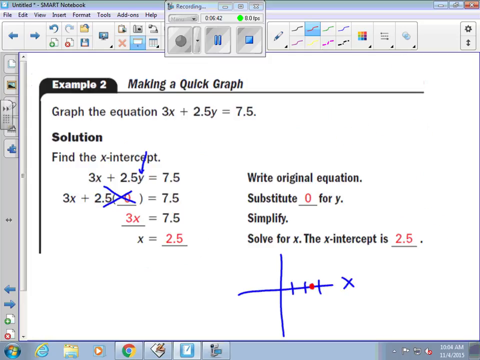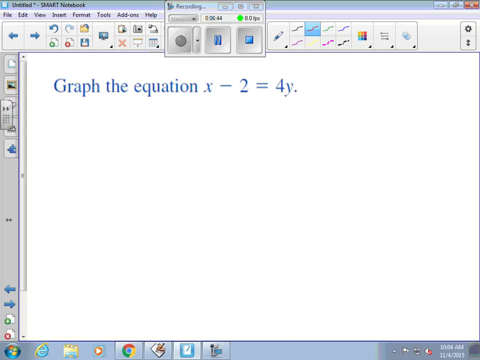Now let's do that one more time, right next to that, and let's graph this equation: x minus 2 is equal to 4y. Remember, find the x-intercept by plugging in 0 for y. Find the y-intercept by plugging in 0 for x. Once you find those 2 points, graph them on each of the axes and then draw a line. Take about 1 minute.